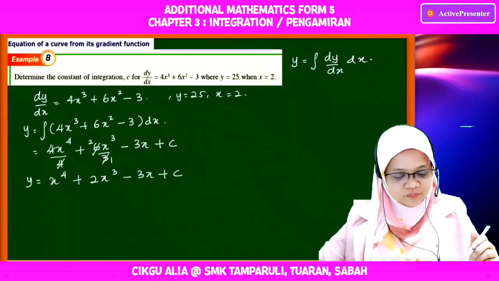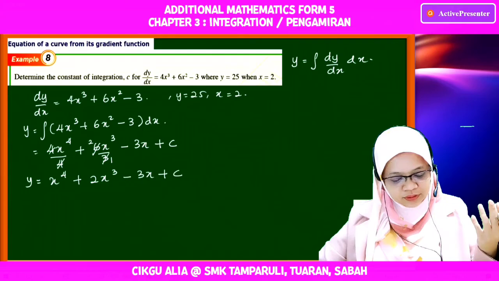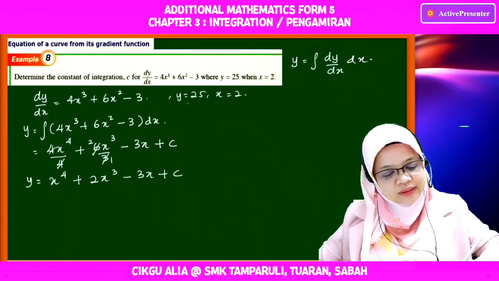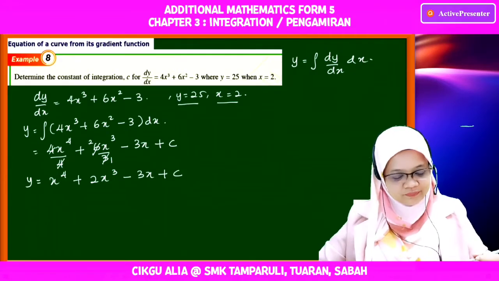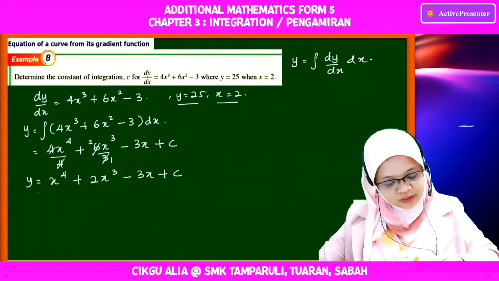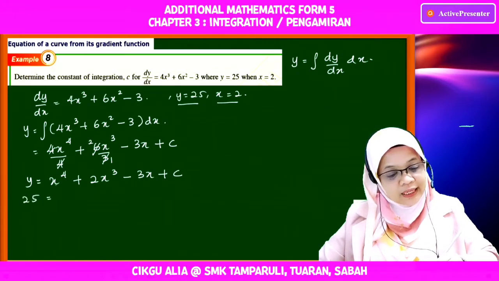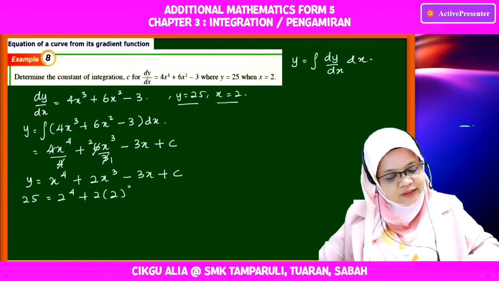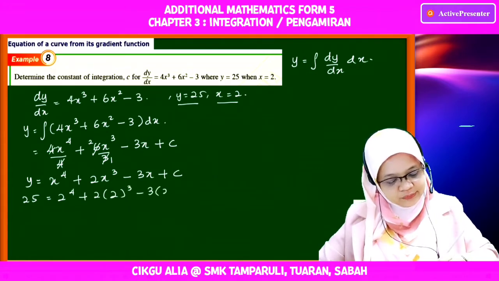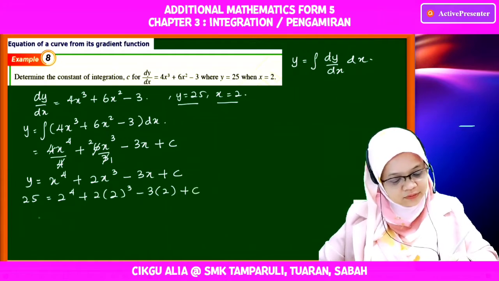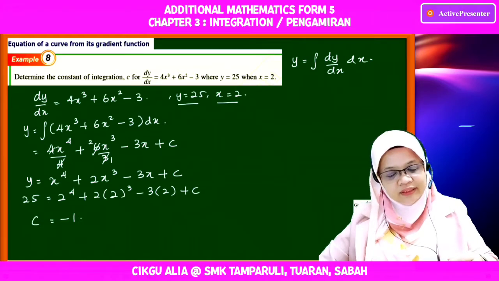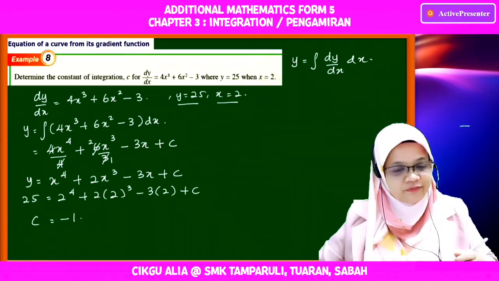Okay, so now kita ada unknown y, x and c. So to get the value of c, we substitute the value of y and x given. Okay, that is y equals to 25. So 25 equals to x is 2, that is 2 power of 4 plus 2 times 2 power of 3 minus 3 times 2 plus c, and we solve this, we get the c equals to negative 1. Okay, so the constant of integration c equals to negative 1.